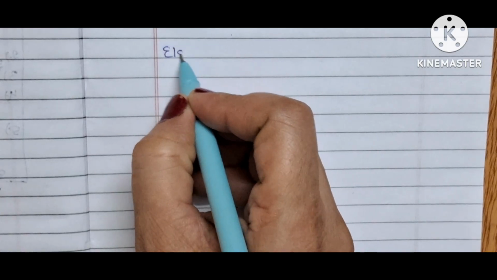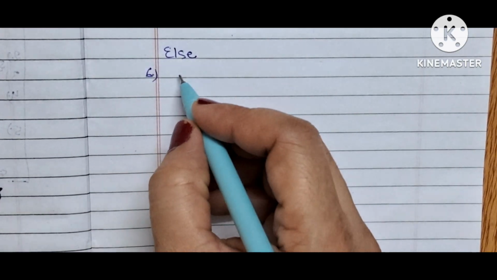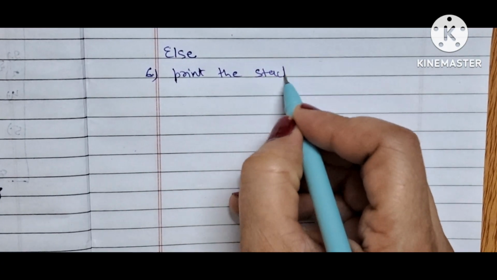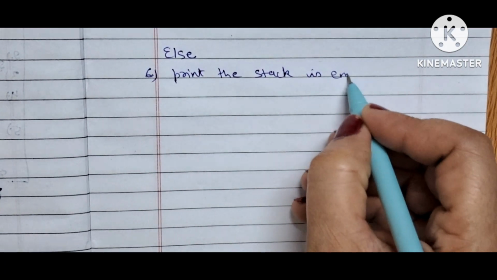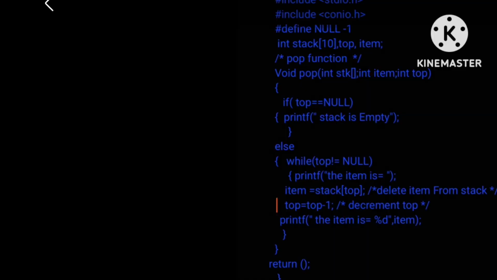Now what will we do if the stack is empty? Then we come to the else part, where we simply print the statement that the stack is empty. So here is the programming code of popping out an element from the stack.